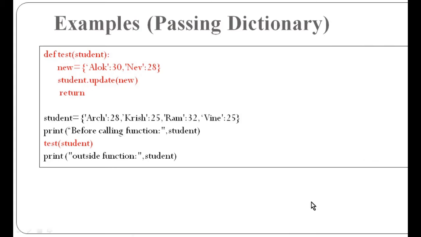Now we will see the next example where I am passing a dictionary. Here I have new equal to a local new, and then I am updating a student dictionary, and then I am returning it. Here you can see that I have some student dictionary. Before calling the function, the value is printed, and I am calling the function and then it will be printed again.